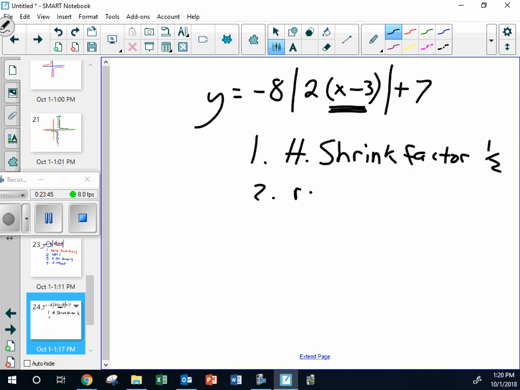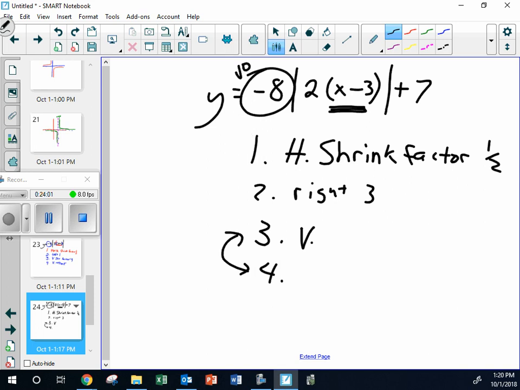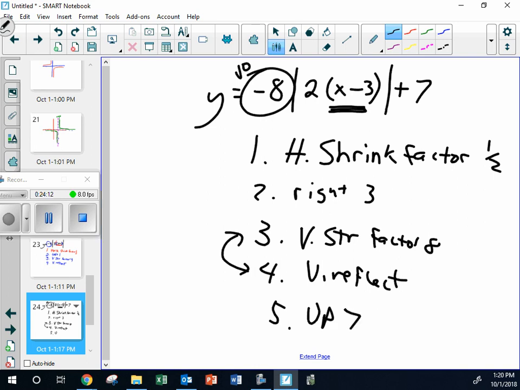Number 2, right 3. Number 3, go to the outside, and these 2 things together are first before the 7 is anyway. So that's 3 and 4, and these can reverse, but I suggest stretch before you flip. So therefore that's a vertical because it's on the outside, vertical stretch factor 8, and then vertical reflect. And last but not least, the 5th step up 7. Raise your hand if you were perfect. Awesome, we got almost everybody on that one.